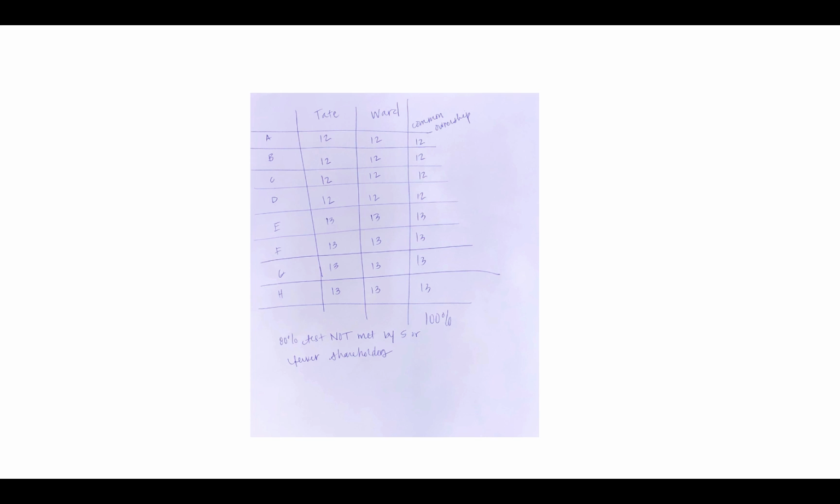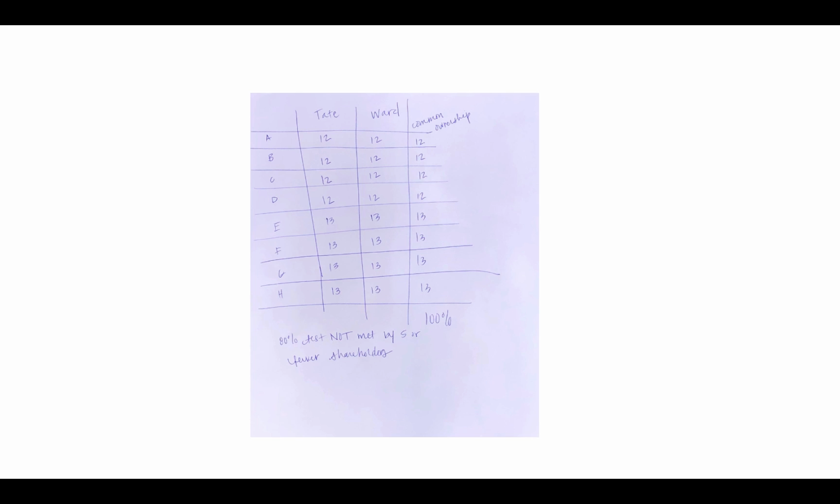All right, now let's look at this. So we have Tate and Ward corporations, and we have A through H shareholders. Our percentage of common ownership is 100% because A, B, C, D, E, F, G, and H own equal percentages in Tate and Ward. They're the only owners of Tate and Ward. So the 50% test applies.